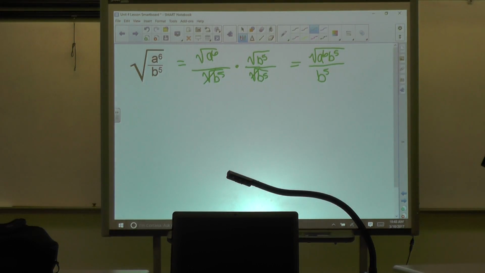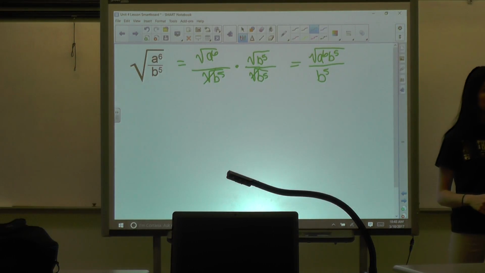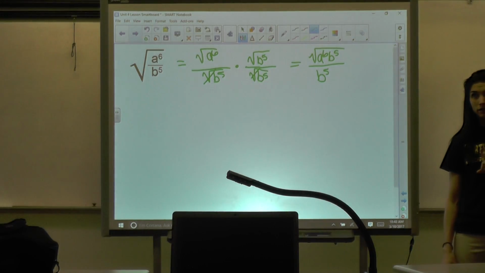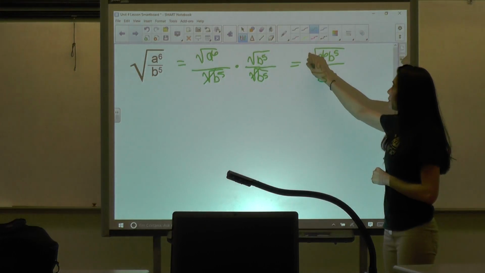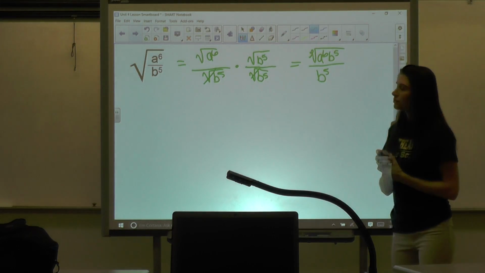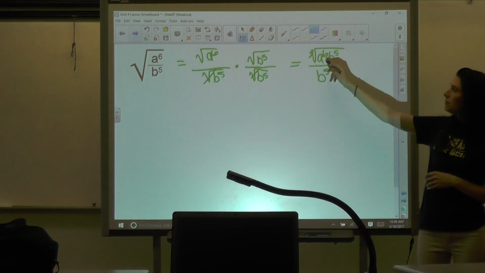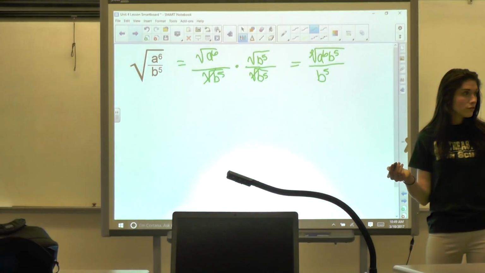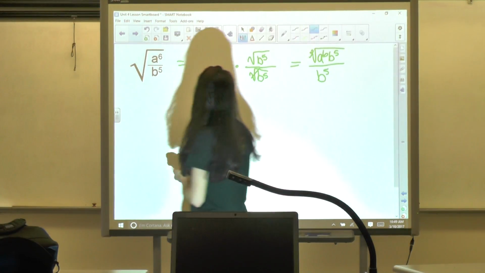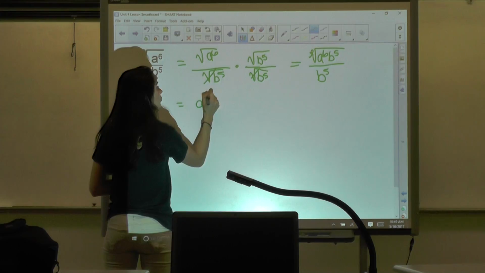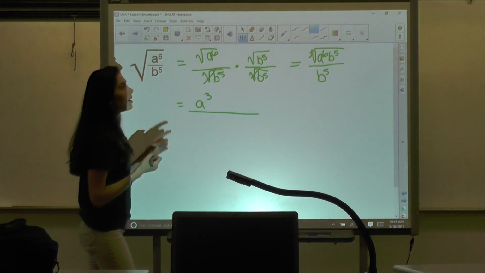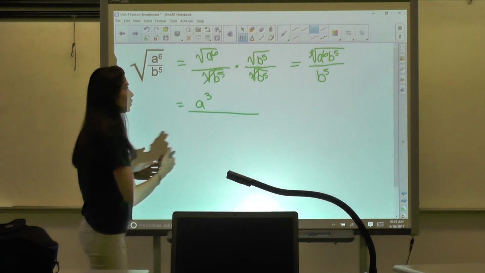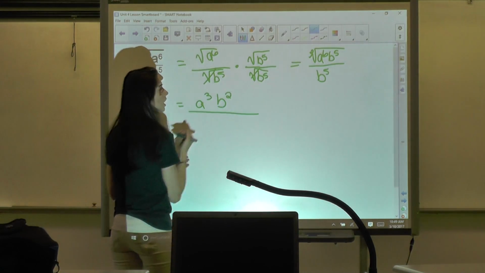Now we simplify. It's a square root, so how many do I have to have in order to bring out 1? 2. So we have that imaginary 2 up there. A to the power 6. So 6 divided by 2 will give you what? 3. Will there be any left over? No. So I can bring out an a to the power 3 on the top. What about b to the power 5? How many times will 2 go into 5? 2. So b squared can come out.